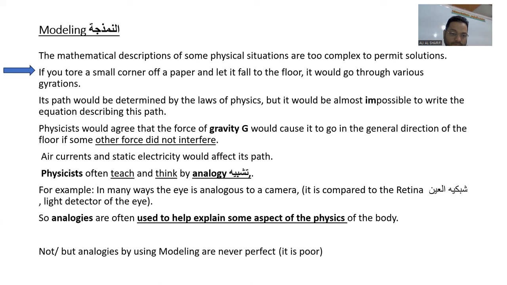Physicists would agree that the force of gravity would cause it to go in the general direction of the floor if some other force didn't interfere. Air currents, but here we have another force interfering in this exercise. Air currents and static electricity would affect its path, which is why this torn paper takes a different direction on its way to the floor. Physicists often teach and think by analogy.